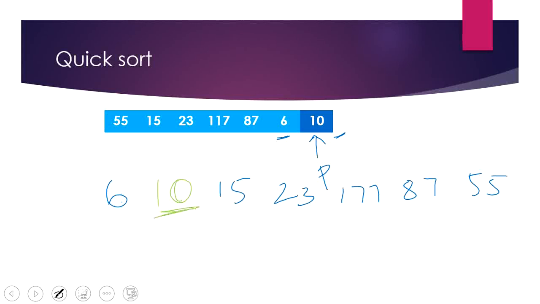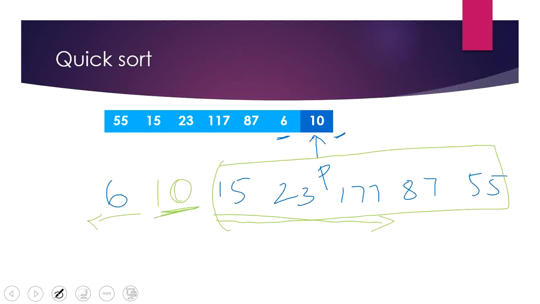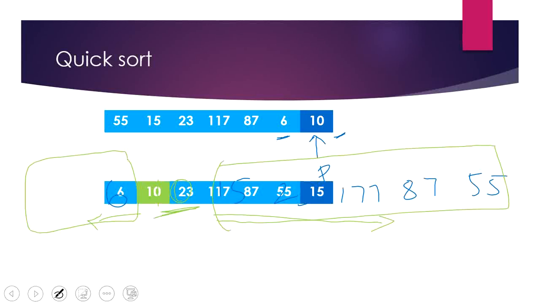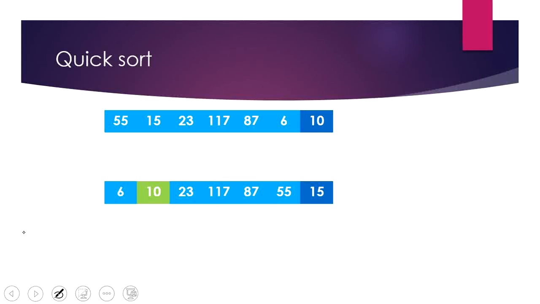Now the position of 10 is fixed because the numbers less than 10 are on this side and the numbers greater than 10 are on the other side. We can take each part and sort it separately, but 10 has found its position. It won't change again. So after one pass of the algorithm, it looks something like this: 10 is placed here, and all other elements are placed in a different way.